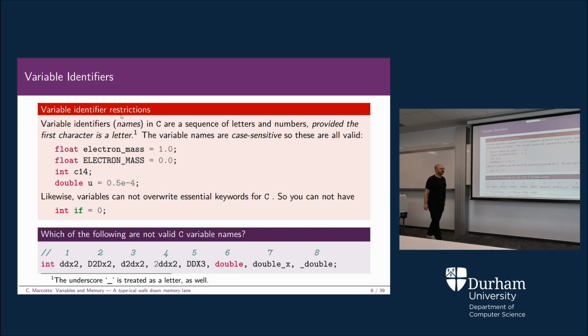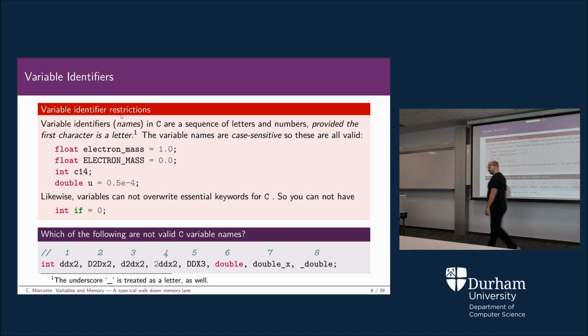So here we have a little quiz, which will be hard to do with only myself and Eva in the room. Which of the following are not valid C variable names? So they're int ddx2, d2dx2, 2ddx3, double x, underscore double.